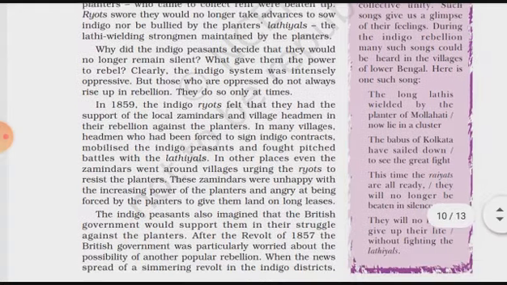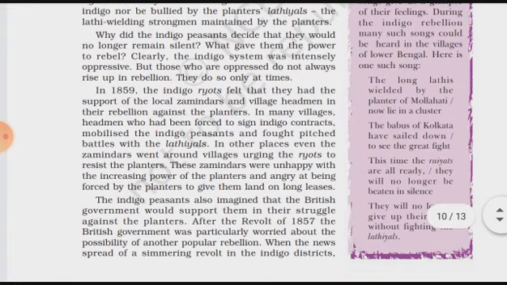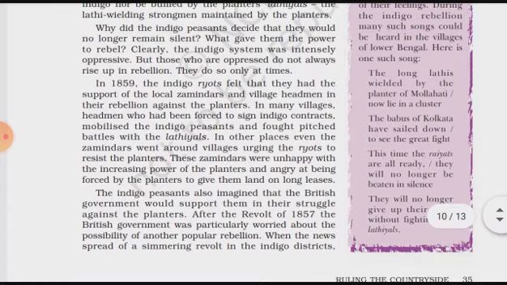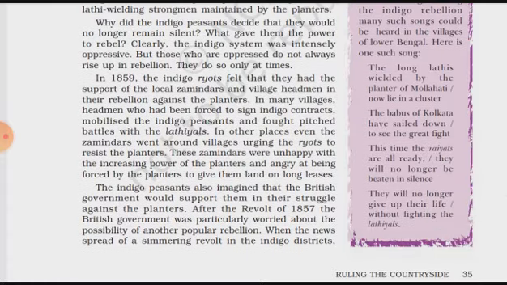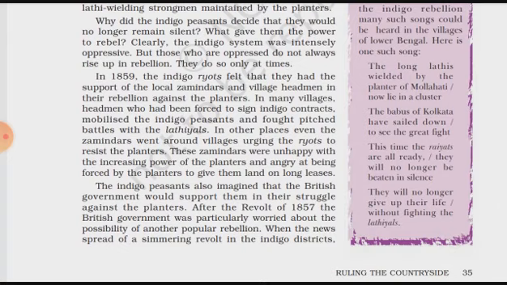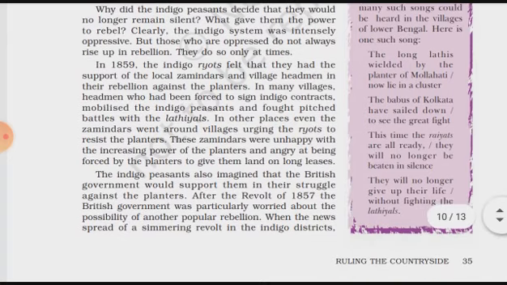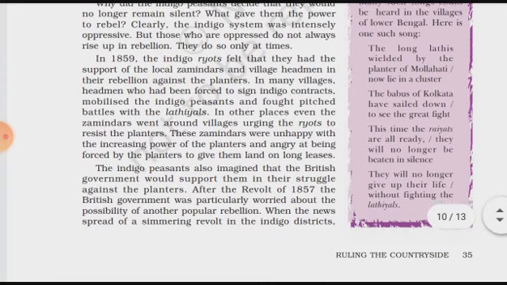Then why did the indigo peasants decide that they would no longer remain silent? What gave them the power to rebel? Clearly, the indigo system was intensely oppressive. But those who are oppressed do not always rise up in rebellion. They do so only at times.